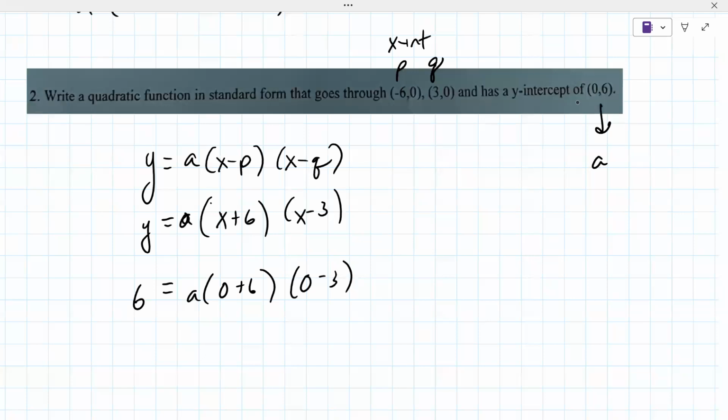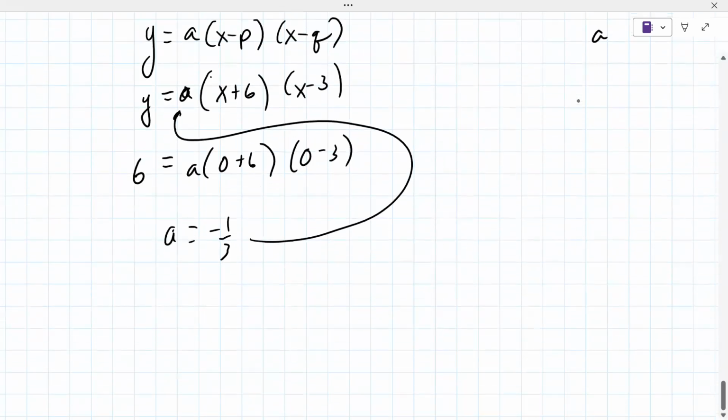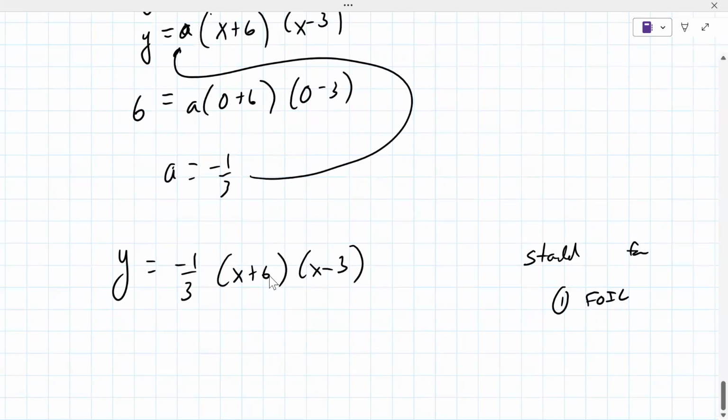The a equals negative 1/3. All right, so this is the first one where we actually have to put it back in and make something of it. It becomes y equals negative 1/3, x plus 6, x minus 3. Now it wants it in standard form, which means you have to FOIL first, and then we'll multiply in by the negative 1/3. So could you FOIL this for us, and then we'll multiply in by negative 1/3.